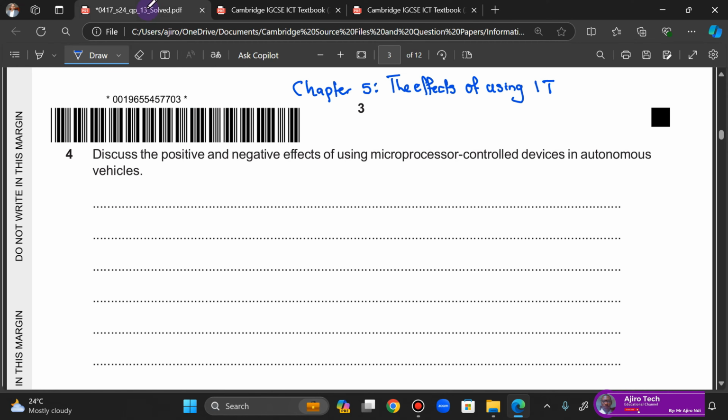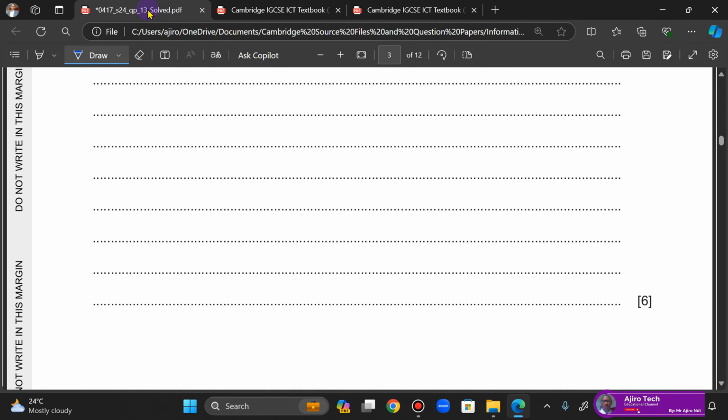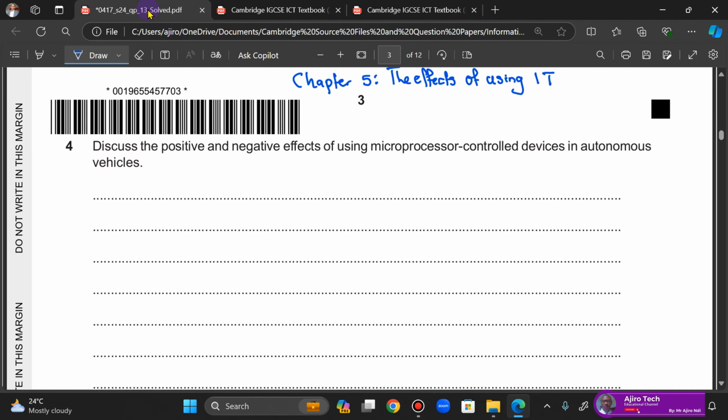All right. So here, let's talk about the positive, and I'll begin with the positive. How many marks is it? 6 marks, and that's the highest mark for paper 1. Okay. So let's talk about the positive.